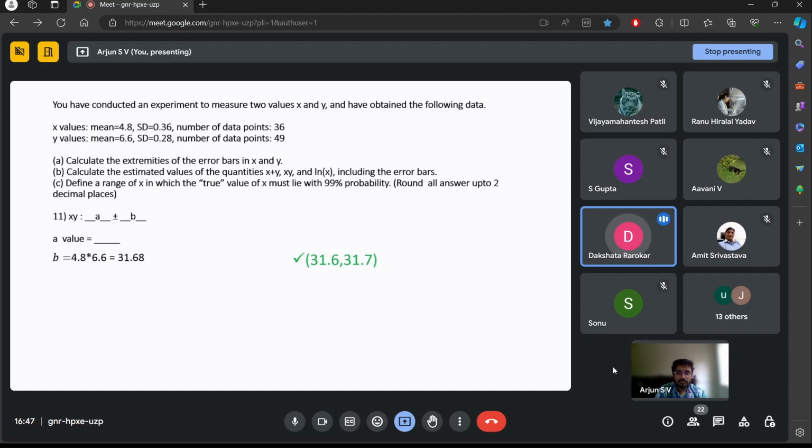Sir, question number 13. Can you tell me what question number 13 is? ln x. Yes. So how will ln x be calculated? ln x will be the derivative. You have to find the derivative of the curve at x bar, and then multiply it with the error of x.